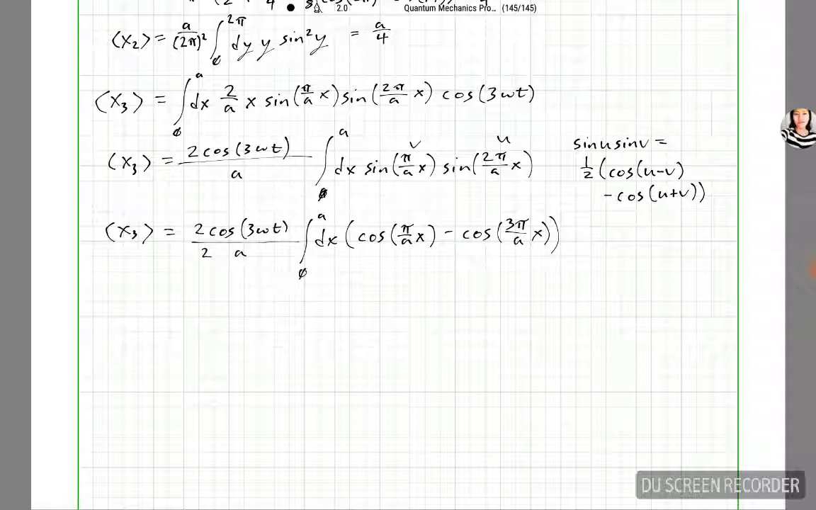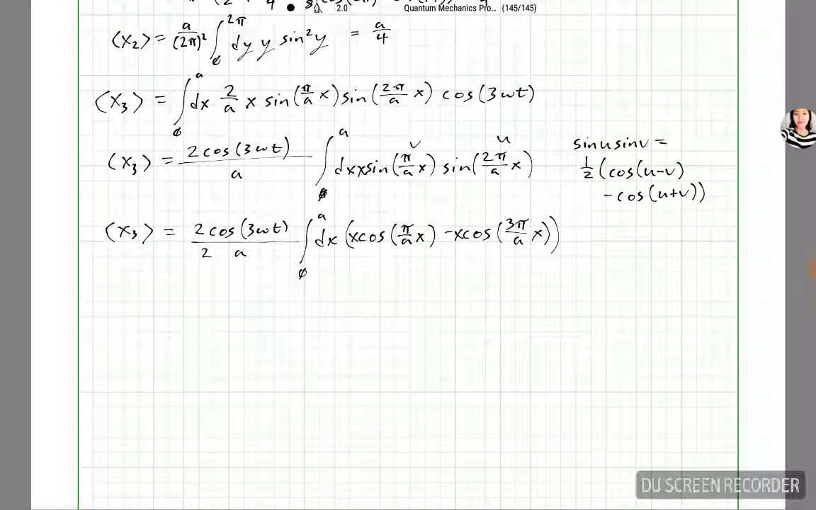Oh, I forgot my x's here. And we just have x. There we go. That should have had an x. Okay, now we can do integrating by parts.